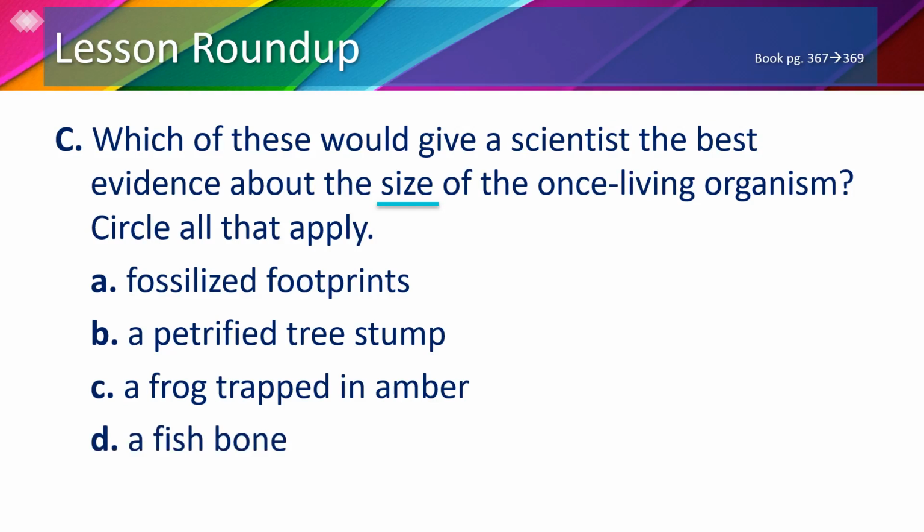A scientist can measure the fossilized footprints and find out the size of the organism from the size of their foot. A scientist can also measure the width of the tree stump and know how big the tree was. Also, when a frog gets trapped in amber, the whole body is preserved, so it's easy for the scientist to measure the organism. And finally, a fishbone, like the one we saw in Exploration 2, can help the scientists measure and predict the size of the organism. So all the options are correct.